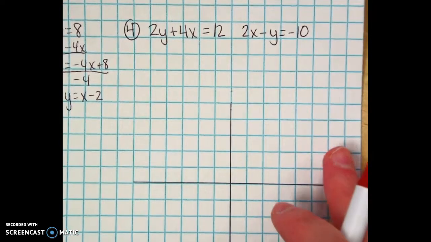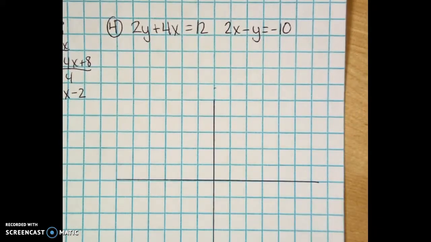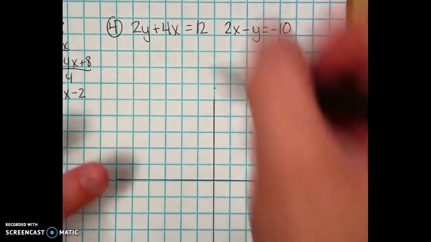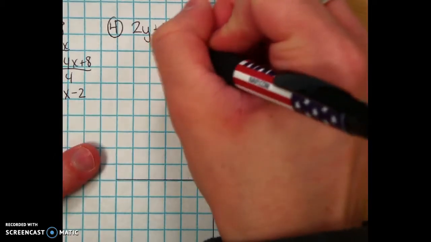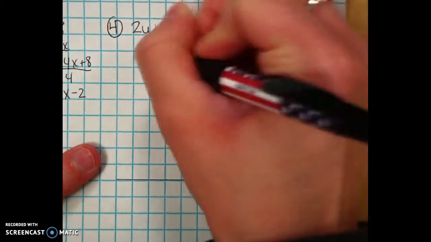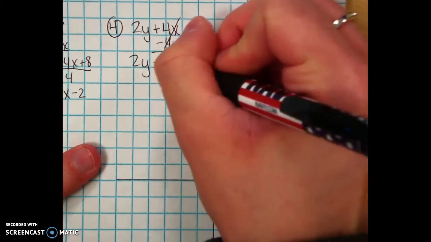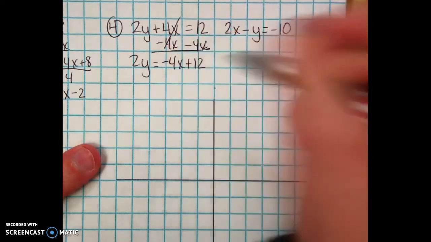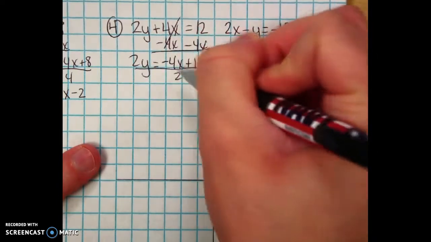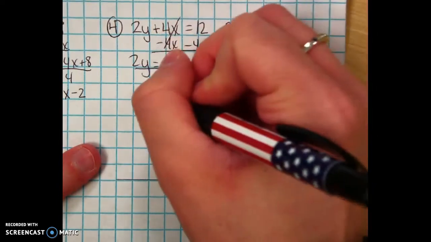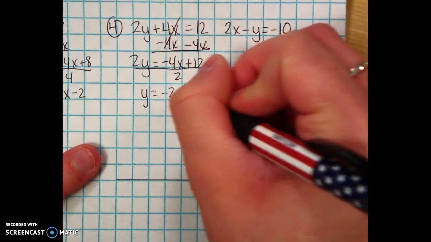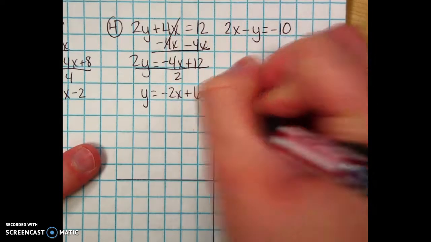Okay, last graphing one. Go ahead and put that into slope-intercept form and then graph it. Okay, here I'm going to subtract 4x. 2y equals negative 4x plus 12. Divide by 2. I get y equals negative 2x plus 6.